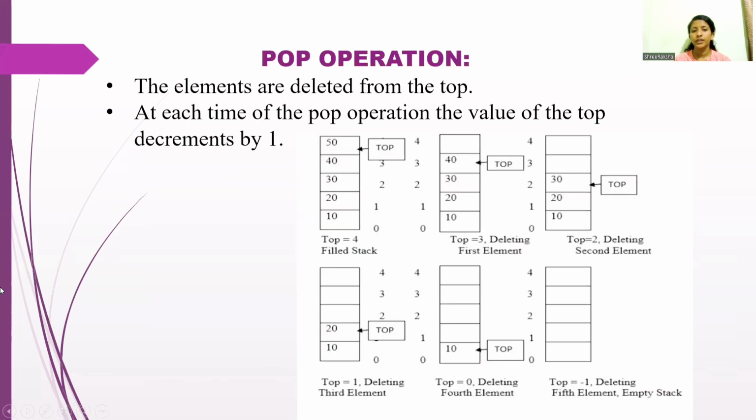Next one is pop operation. The elements are deleted from the top. At the time of the pop operation, the value of top is decremented by 1. You can see it is a full stack. Top is equal to 4. When we want to delete elements from the stack, we have to delete from the top of the stack. Top is equal to 3, we have deleted the first item. You can see here top is equal to 0, deleting the fourth item. Top is equal to -1, it is an empty stack.